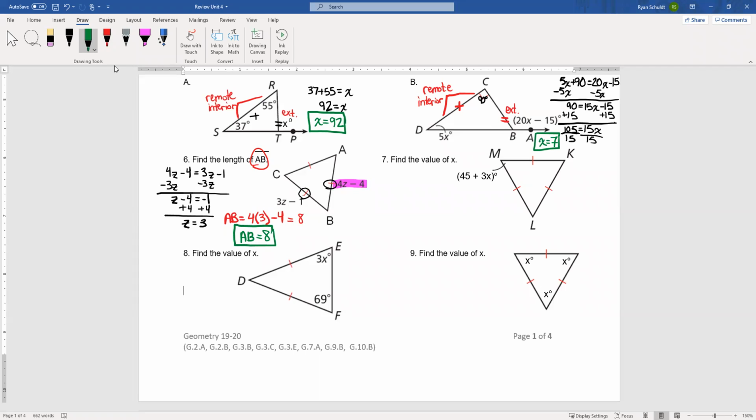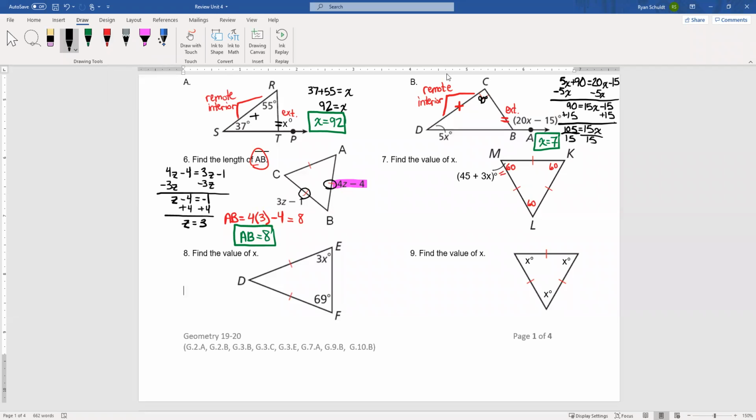Okay, number 7. 7 asks us to find the value of x. Well, what do we notice? All the angles are the same. So that means, or all the sides are the same, which means all the angles have to be the same. So that means these all have to be 60 degrees. But wait a minute, if M is 60 and M is also 45 plus 3x, that means those are equal to each other.